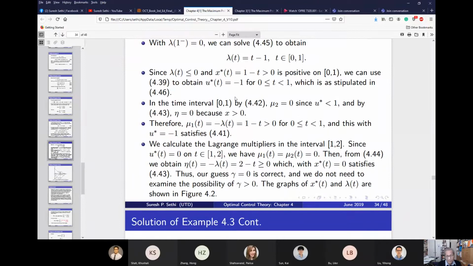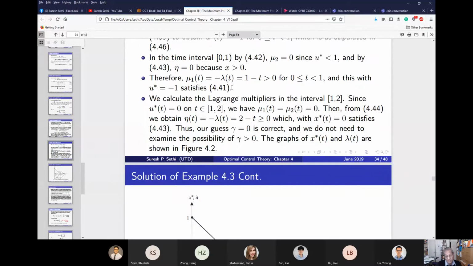The time interval, because of the complementary slackness condition, we can easily get this because u star is less than 1, so mu2 equals 0. And by 4.3, and that's the condition, eta is 0 because x is bigger than 0. Once you have that, then you can get mu1 equal to minus lambda t.